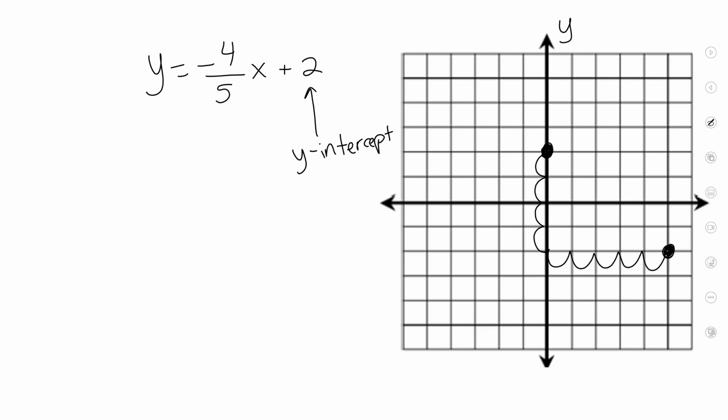Okay? You can also go the other direction. I can go up 4 spaces and to the left 5 spaces and plot my point so that I create this line. Okay? All right.